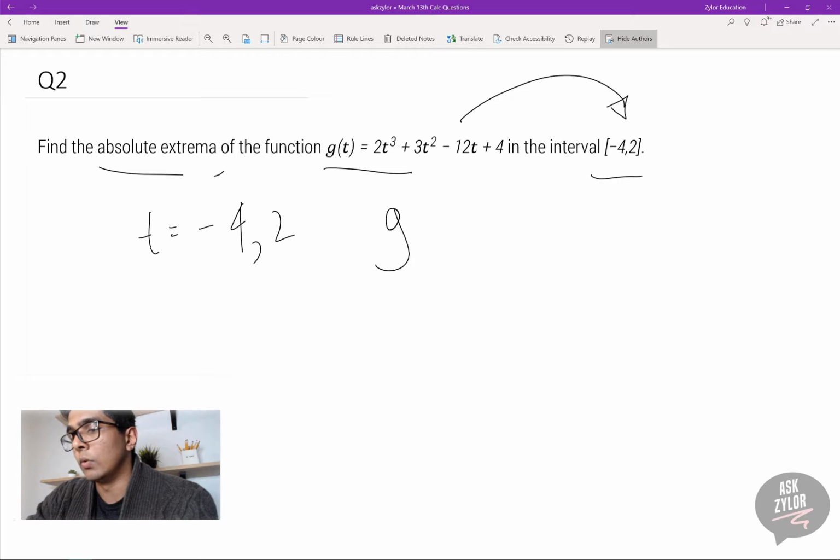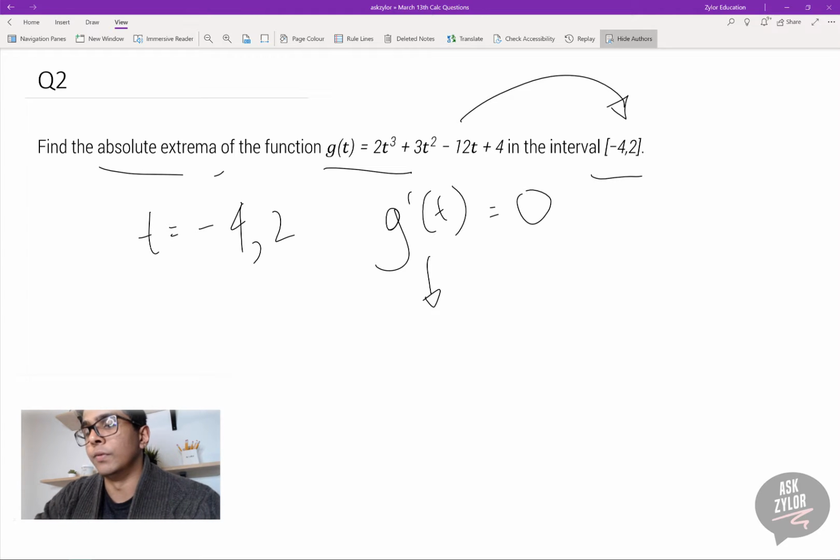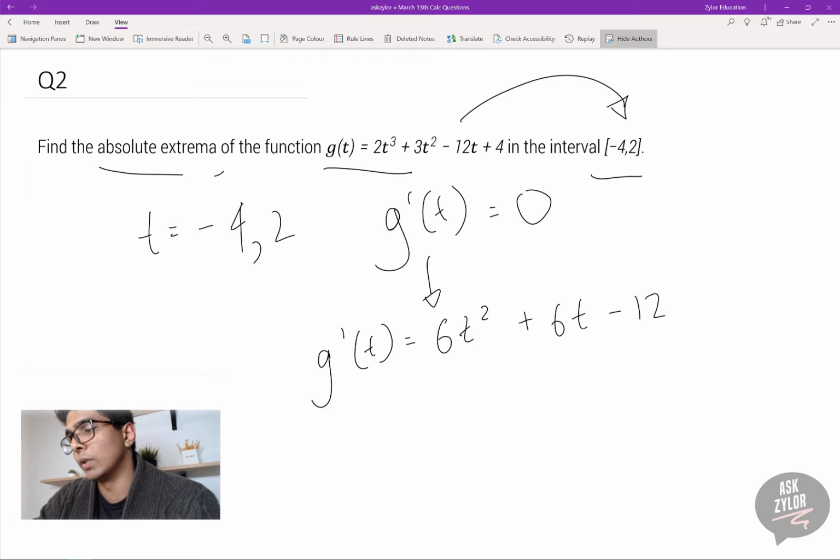We also need to see when is g prime of t going to equal 0, because that's going to tell me where the local minimum and maximum are. So let's go ahead and find what the derivative of g of t is. So g of t is going to be... 6t squared plus 6t minus 12, and my plus 4 is going to give me a 0 when I derive it. Alright, so then I'm going to make my derivative equal to 0, and then I'm going to try and factor this equation.